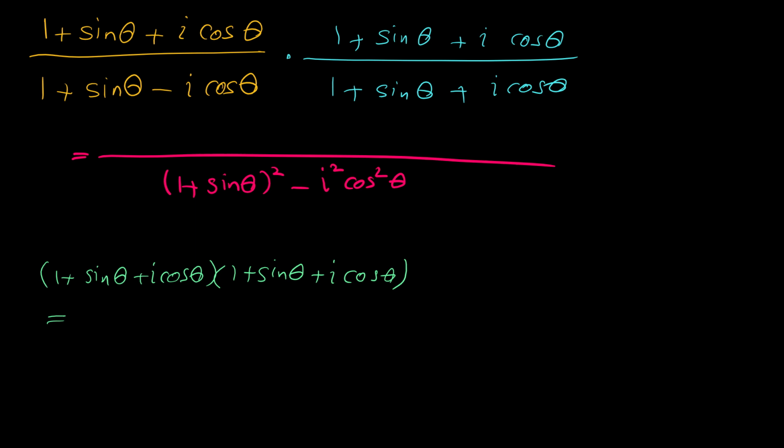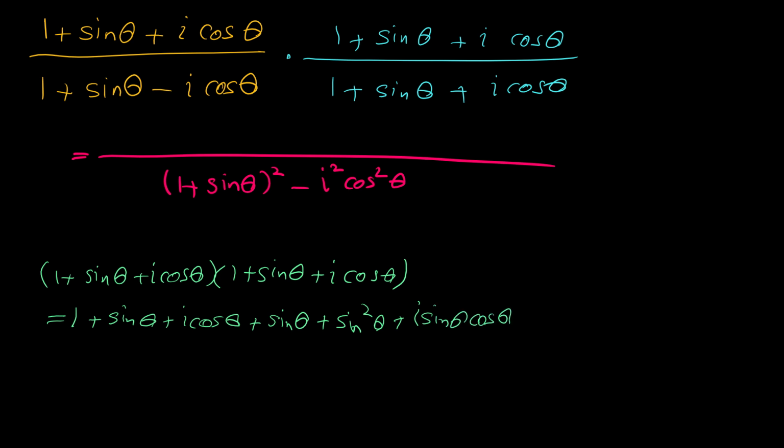We multiply term by term. 1 times 1, we have 1. 1 times sine is sine theta. 1 times I cosine theta, we have I cosine theta. Now let's multiply sine theta from the first bracket in the second bracket. Sine theta times 1 is sine theta. Sine theta times sine theta is sine to the 2. Then sine theta times I cosine is I sine theta cosine theta.